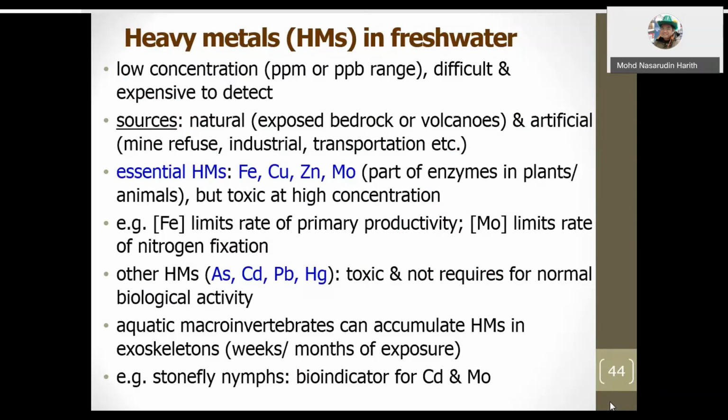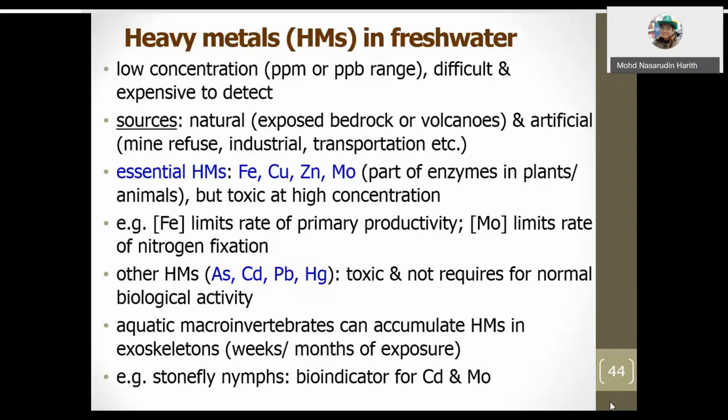The essential heavy metals are ferrum, copper, zinc, and molybdenum. It's a part of enzymes in plant or animals, but in high concentration, it can be toxic. For example, the concentration of ferrum limits rate of primary productivity. Molybdenum concentration limits rate of nitrogen fixation.